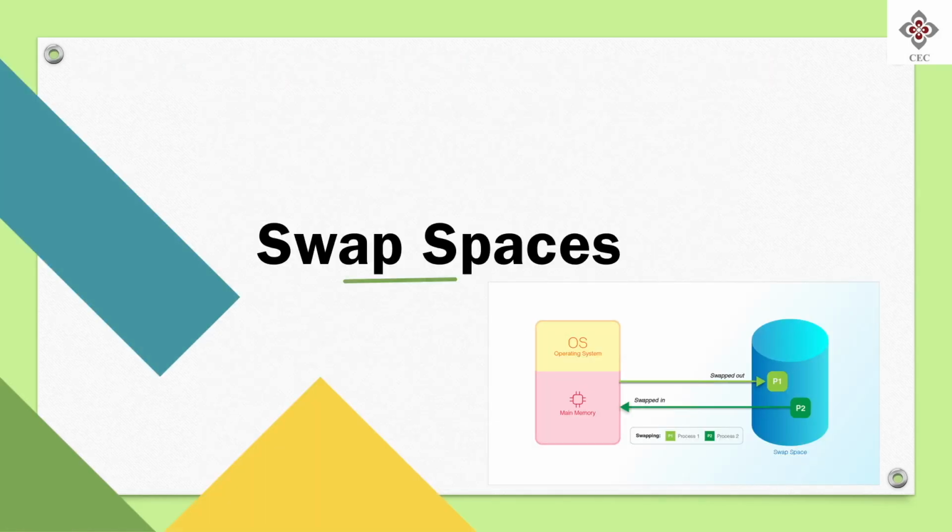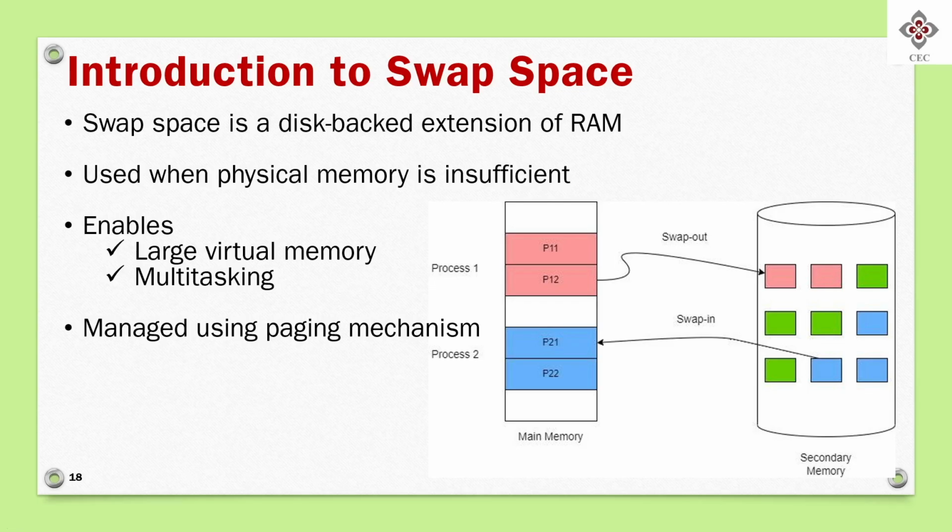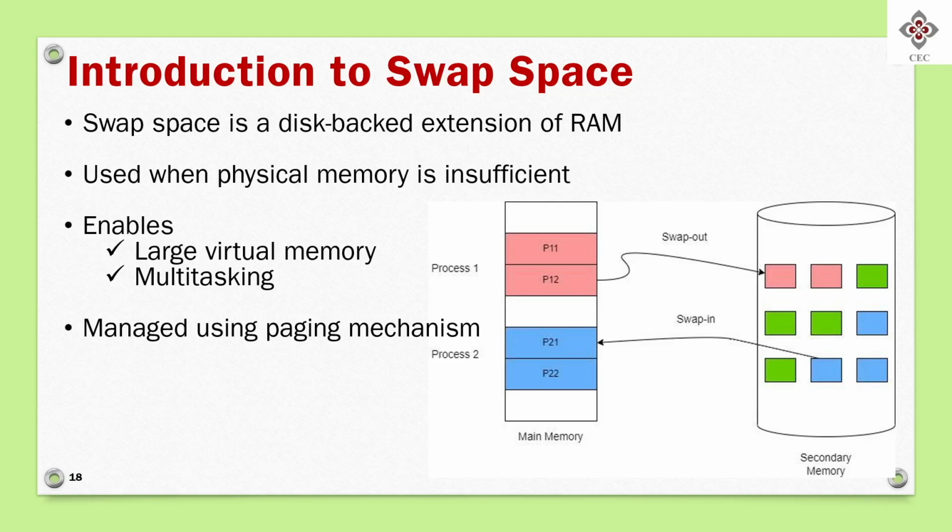Next is swap space. If you want particular data and the data is not available, then you have to swap the data. There are a lot of schemes we have to adopt, how efficiently and how fast we can swap the data. Swap space is a disk-backed extension of RAM used when physical memory is insufficient. We already know that physical memory is always a limited resource, but the tasks you submit to the system are huge. So we have to use a swapping mechanism to make use of the existing physical memory.